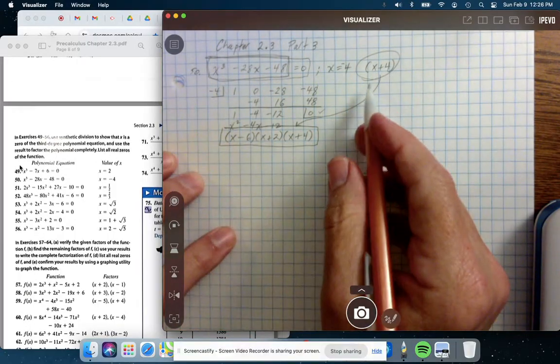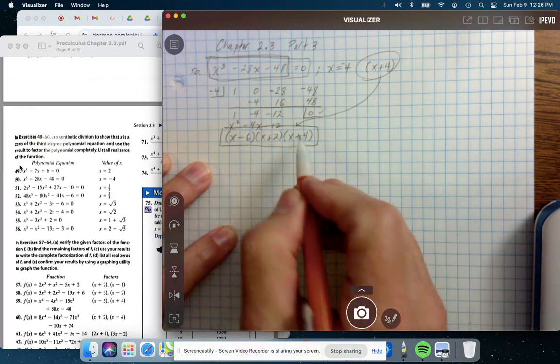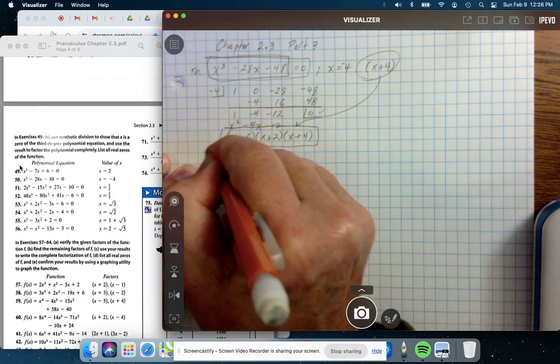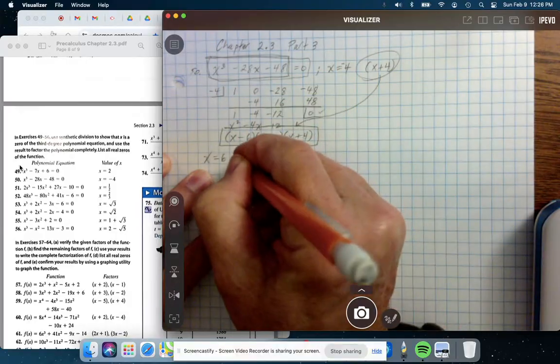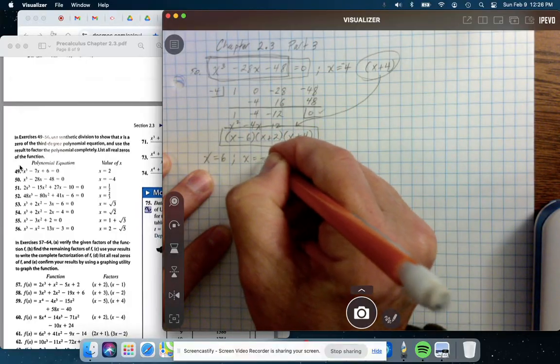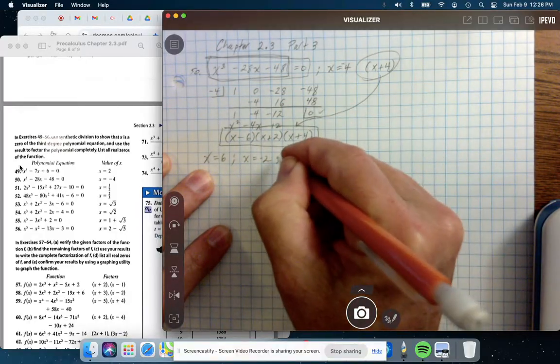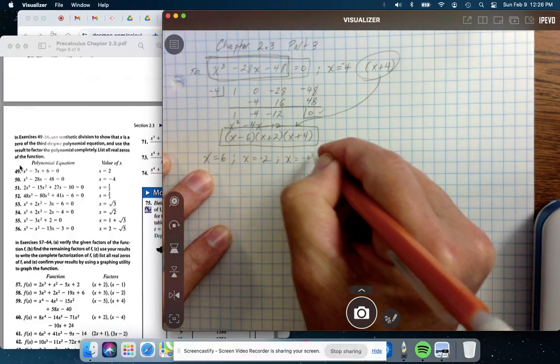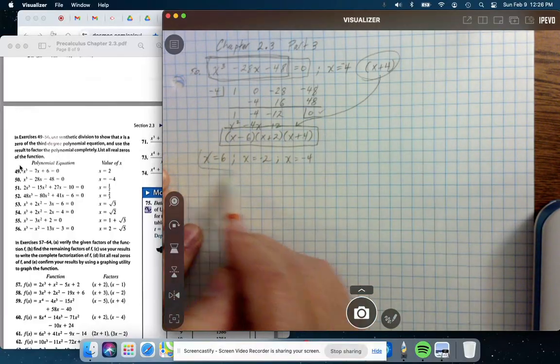So these are the three factors. So the three zeros are x equals 6 because of that, x equals negative 2 because of that, and x equals negative 4 because of that. Okay, now I'm done.